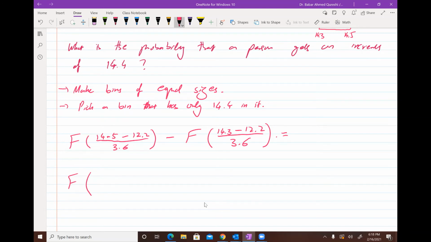Or I could probably use this example which we had done before. So let me choose this bin, 15.1.